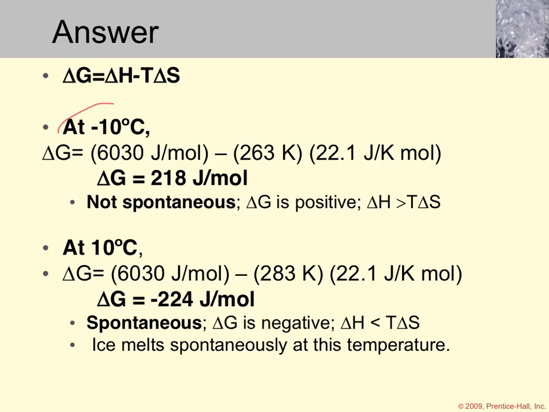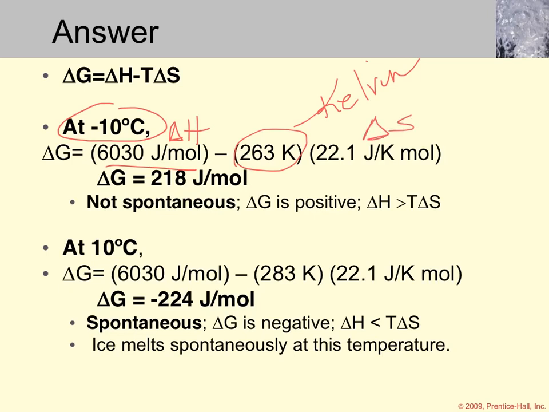At minus 10 degrees, you're just going to plug in your values for delta H, which I gave you. Here's temperature. It must be in Kelvin, so you've got to convert all your Celsius to Kelvin. And here's the value for delta S. Plug and chug. We get free energy of 218.